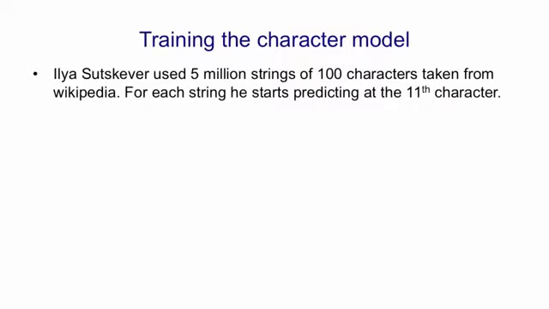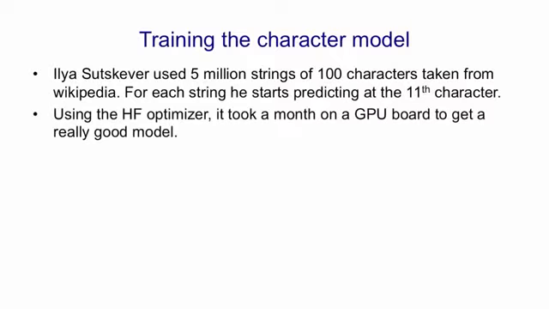Ilya Sutskever used 5 million strings of 100 characters each, taken from English Wikipedia. For each string, he starts predicting after 11 characters. So the recurrent network starts off in a default state. It reads 11 characters, changing its hidden state each time, and then it's ready to start predicting, and it gets trained by backpropagating the errors it makes in prediction. He used the Hessian-Free optimizer, and it took about a month on a very fast GPU board to get a really good model.